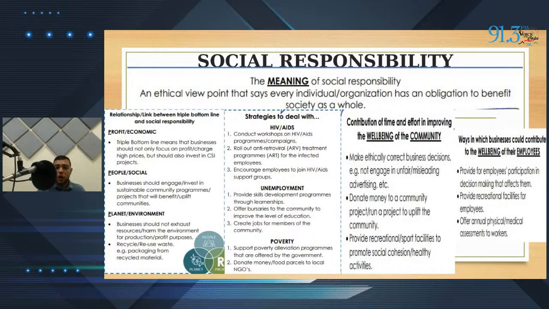Strategies to deal with HIV and AIDS, unemployment, and poverty. So, firstly, HIV and AIDS. We would conduct workshops on HIV and AIDS programs or campaigns in our business.